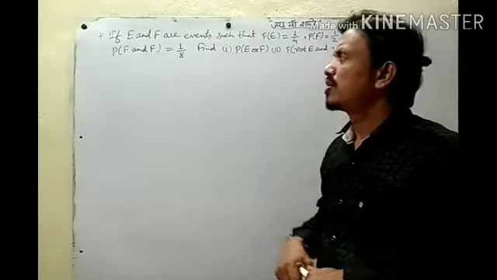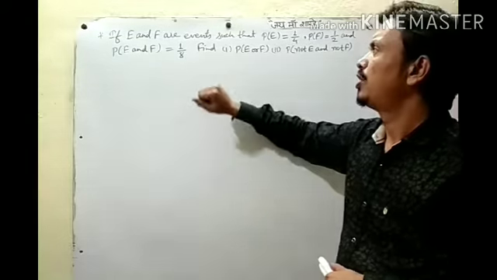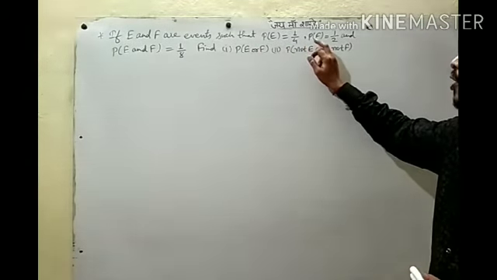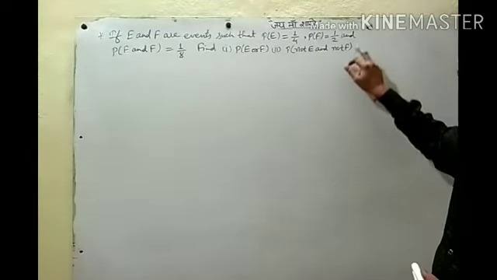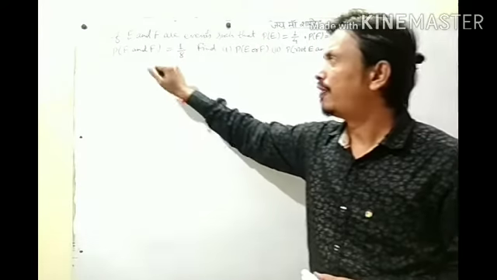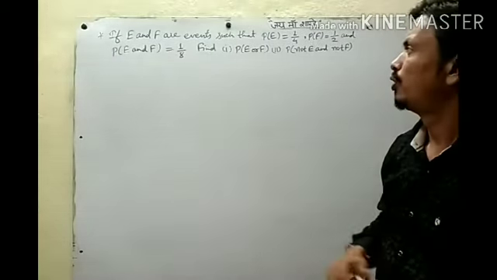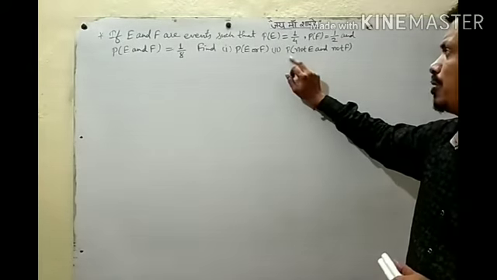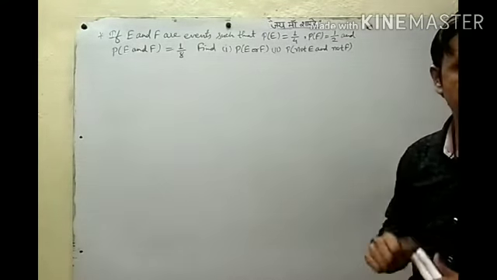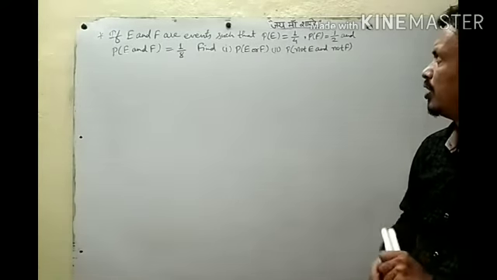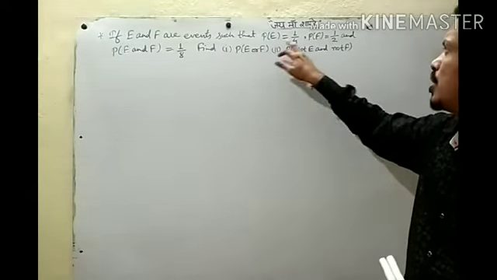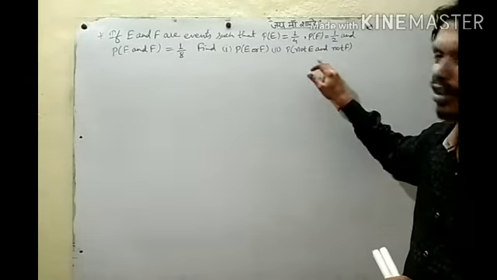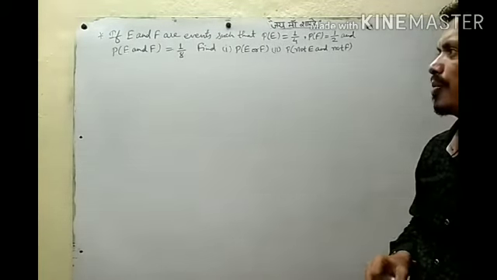Now our next question is, if E and F are two events such that probability of E is 1 by 4 and of F is 1 by 2 and probability of E and F is 1 by 8, so we have to find probability of E or F and probability of not E and not F. Okay? So two events are given E and F with these probabilities. Now we need probability of E or F and P of not E and not F.